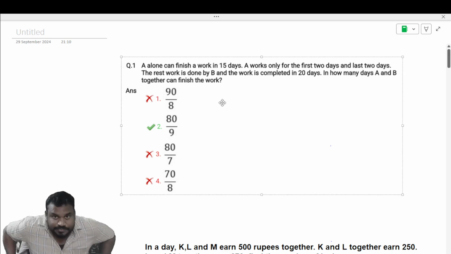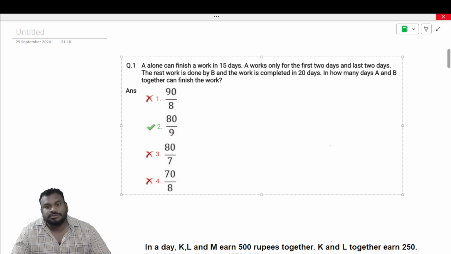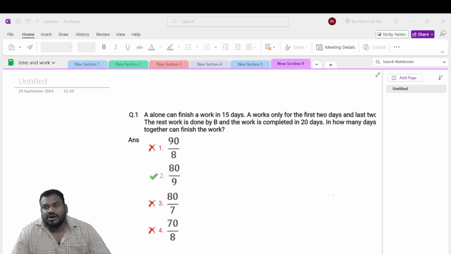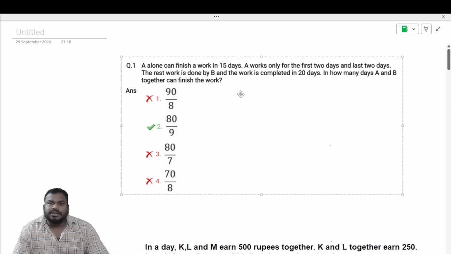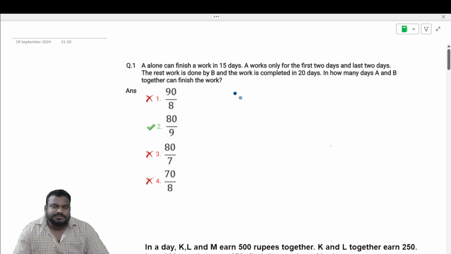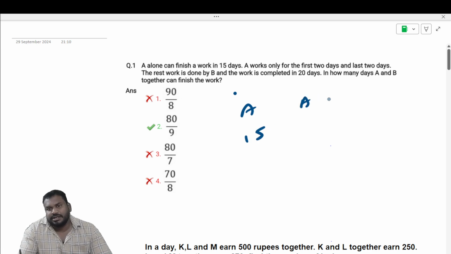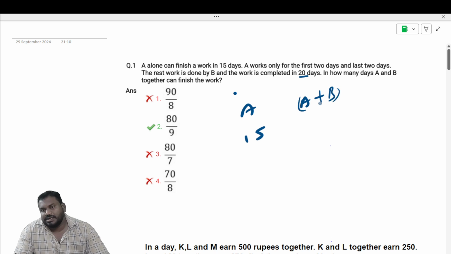First of all, we need to find the efficiency of both A and B. This can be done in two ways, and I'll tell you both. Usually, A can finish it in 15 days. And there is one more category: A plus B together for 16 days, and A for 4 days. So this option is 20 days. If you take the LCM of these two, the largest number is 20.